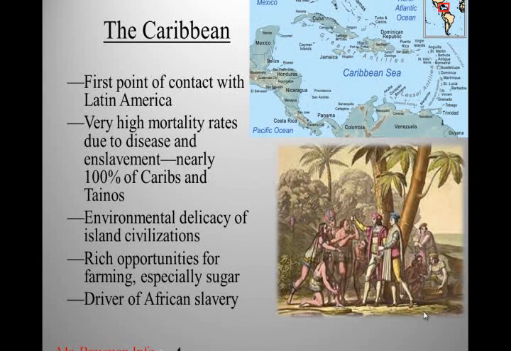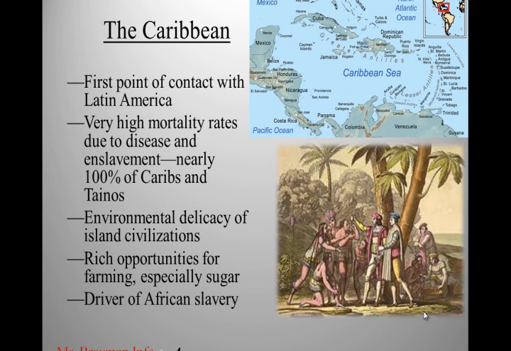Of course, the first area of colonization was the Caribbean. That's where Columbus landed. And so the first area to become deeply colonized were the Caribbean islands, places like Cuba, Hispaniola, Barbados, places like that, Jamaica. And very high mortality rates due to disease and enslavement. I mean, basically 100% or nearly 100% of the Carib and Taino people were wiped out in the early colonization period. And, I've said before, it led to a lot of empty land.